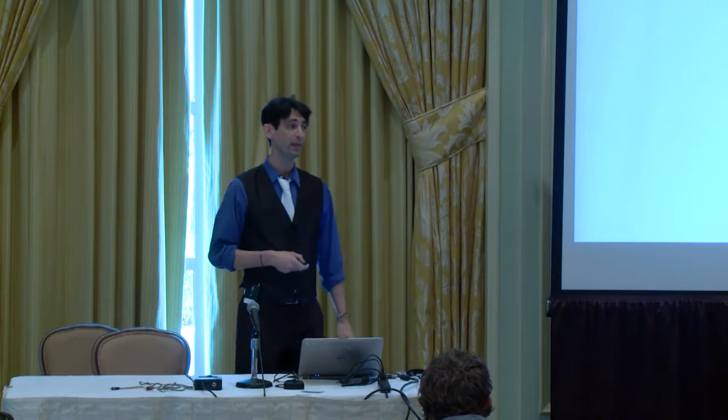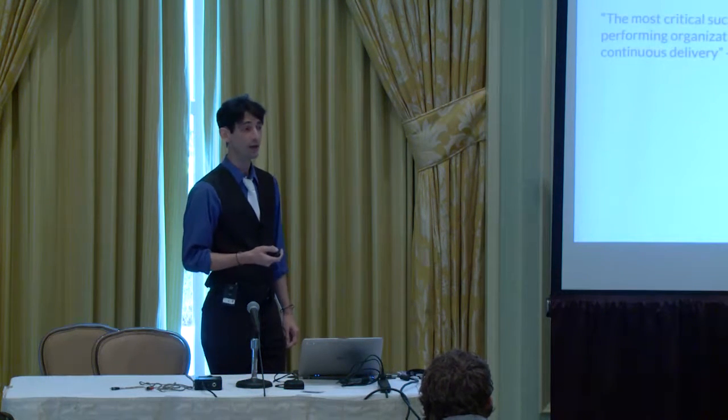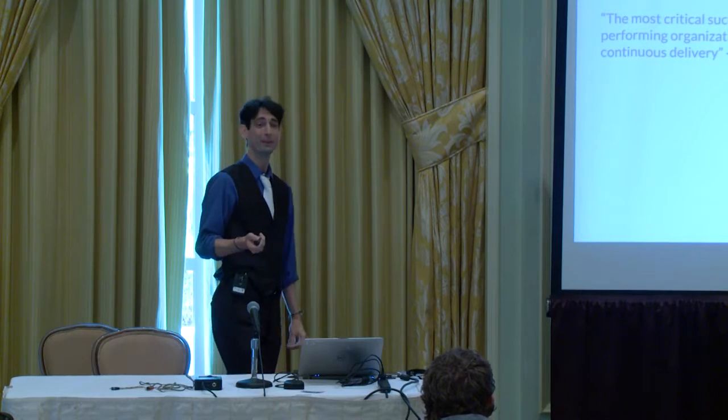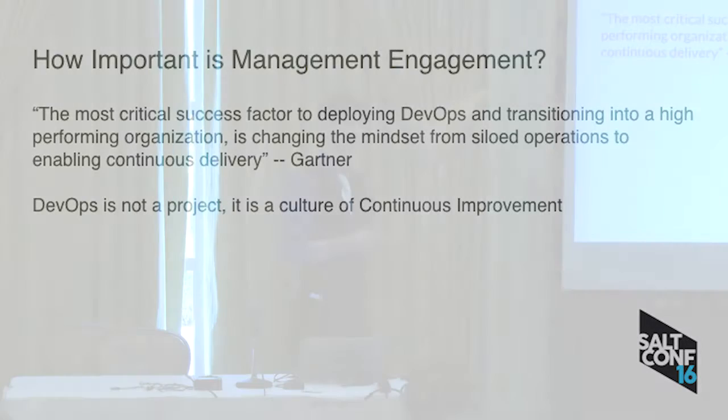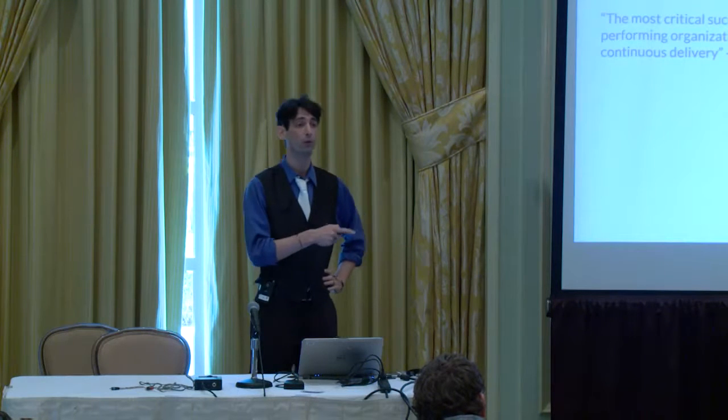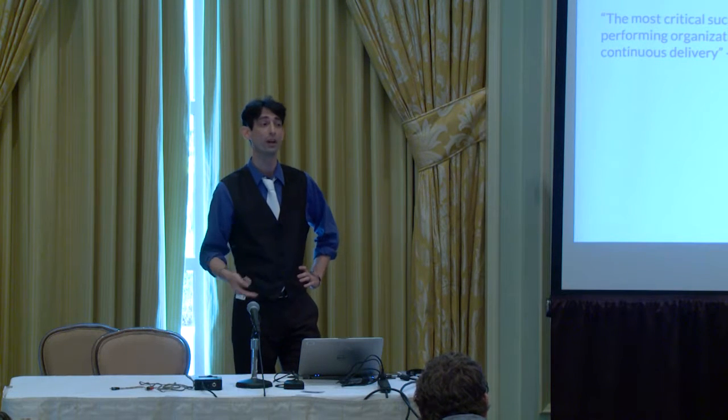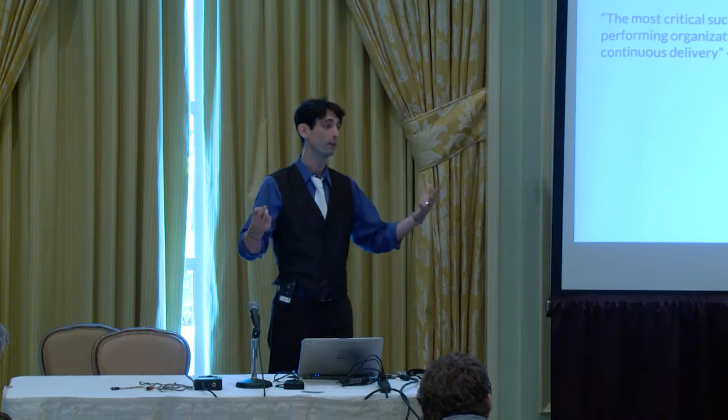So I mentioned that management engagement before, and Gartner had some words about that, in case that holds any weight with this awesome crowd. Gartner said that the most critical success factor to deploying DevOps and transitioning to a high-performing organization is changing the mindset from siloed operations to enabling continuous delivery. So all of that to say, siloed operations are real bad. And siloed operations won't change unless management says they're going to change. It's not going to be a handful of engineers in the company that change how the company works. It's going to have to come from the top.